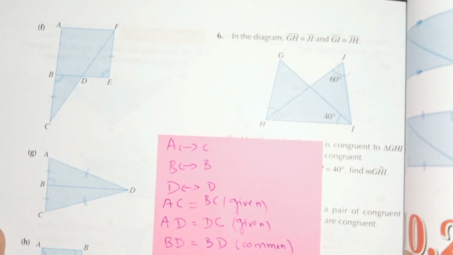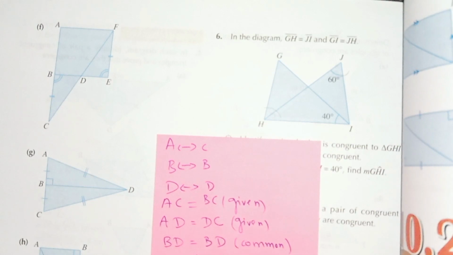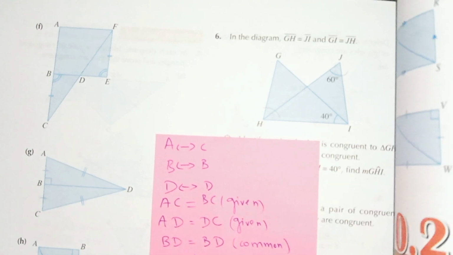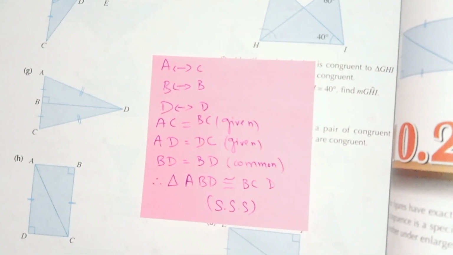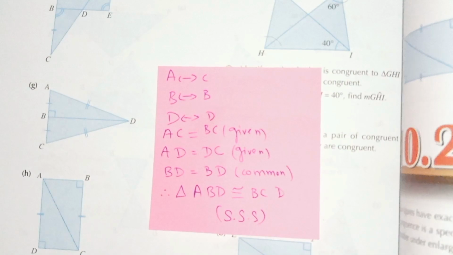And which test is applied on it? Side, side, side. And because of this congruency test, both these triangles are congruent to each other. Now students, part number G is solved.